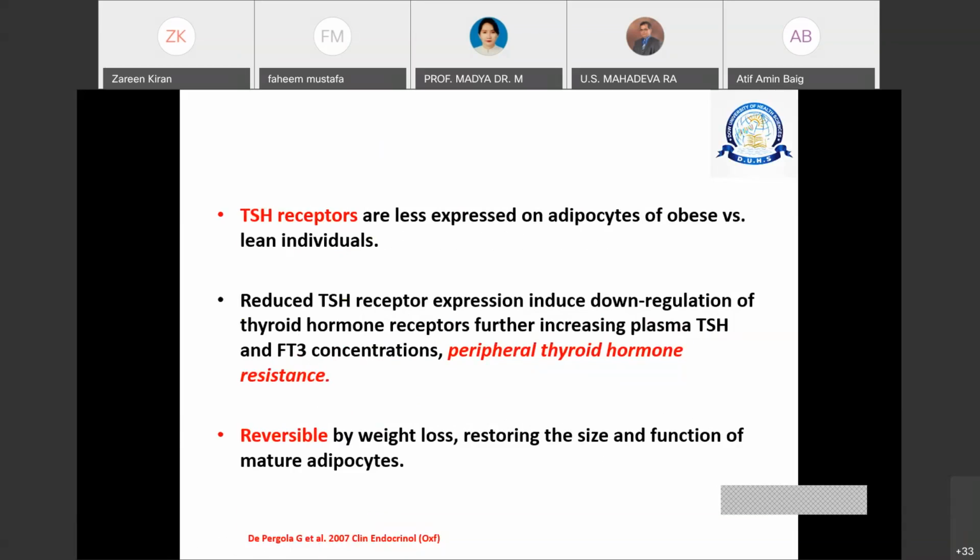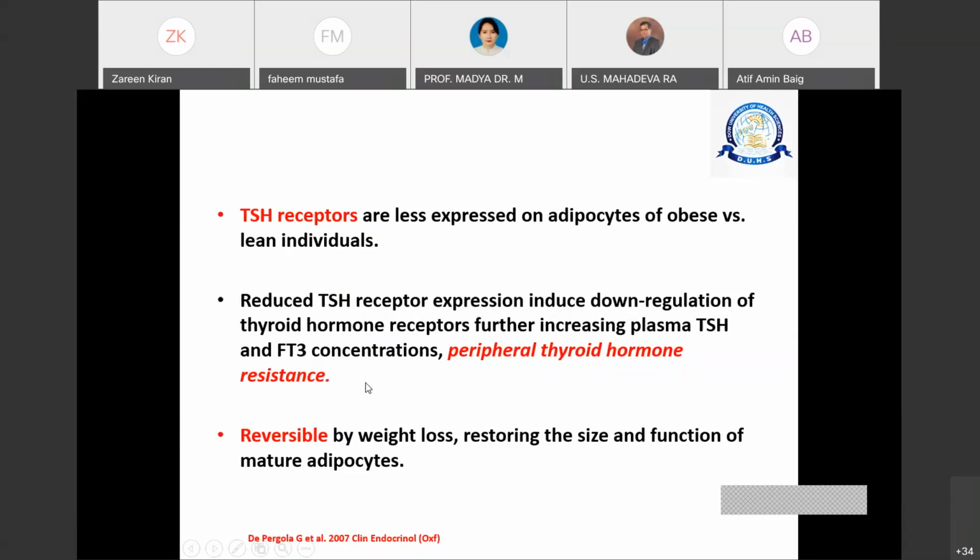Then there are factors like TSH receptors. They have also been studied, and they are less expressed on adipocytes of obese versus lean individuals. When TSH receptors are reducedly expressed, this would lead to downregulation of even thyroid hormone receptors on those fat cells, further increasing the plasma TSH and free T3 concentration. This is the phenomenon known as peripheral thyroid hormone resistance.